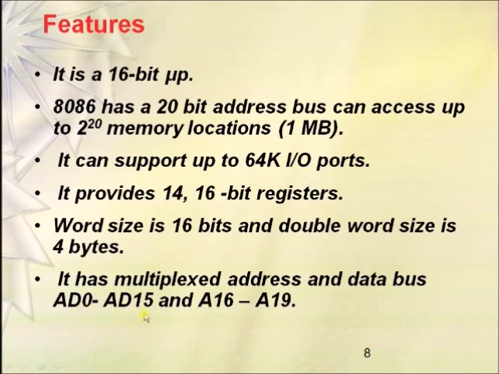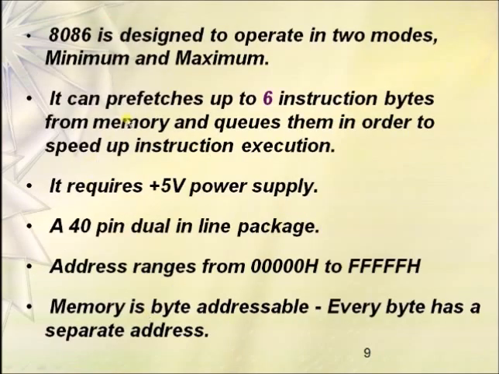Now 8086 is designed to operate in two modes: minimum mode and maximum mode. We'll discuss them later. It is also provided with one instruction byte queue, whose size is 6 bytes, and it requires a positive 5 volt power supply. So a maximum of 5 volts can be given to this processor. More than this would damage the processor or the IC.